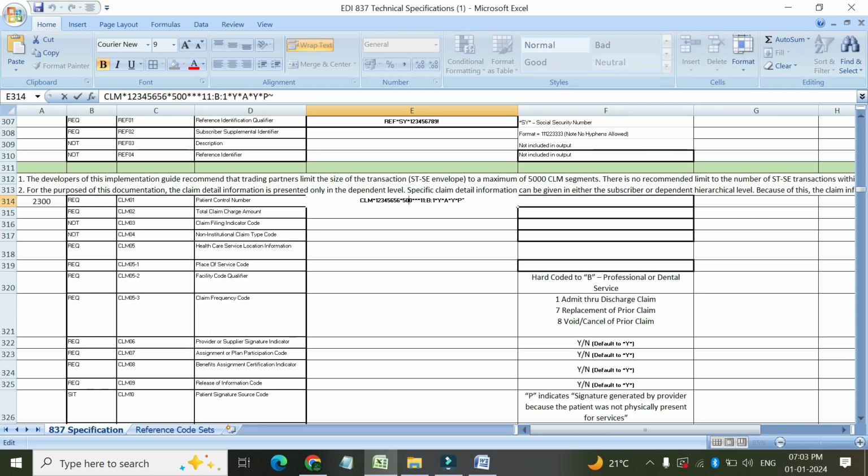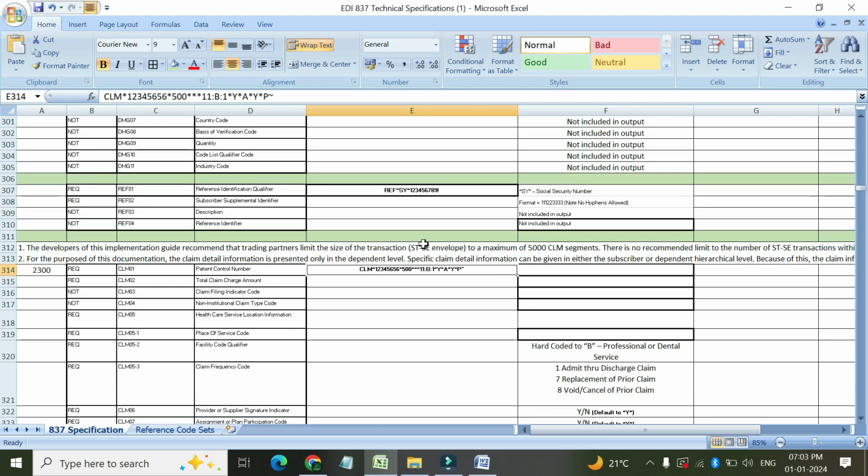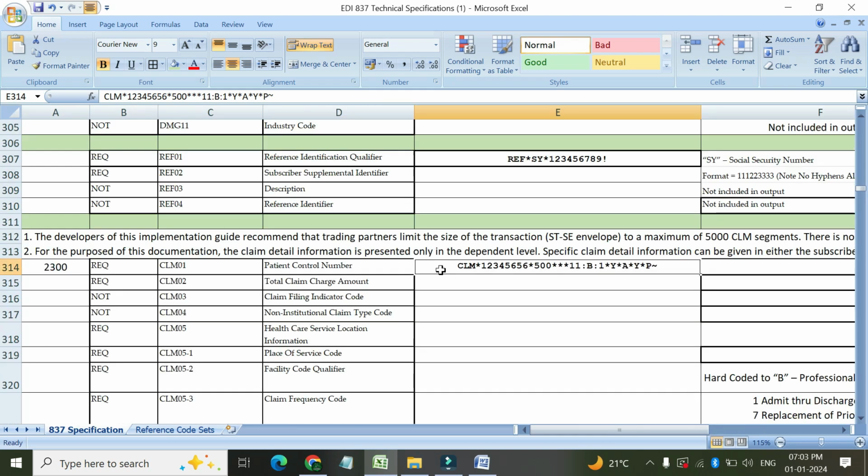What I mean by that is, if you see, the delimiter is not an asterisk. If you see, there are 3 values. Let me zoom in. See, 11 colon B colon 1. This is also called the subcomponent separator. If you want to create a composite element, this element contains 3 data points: one is 11, one is B, one is 1.